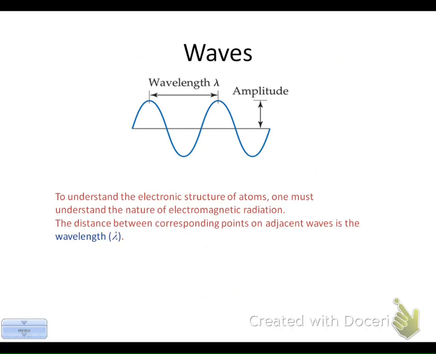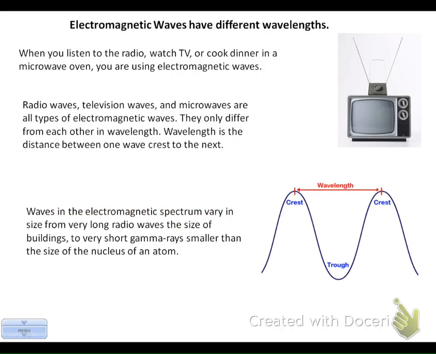Again, we're very concerned with the wavelength here. It's one of our three major properties of a wave. In the electromagnetic spectrum, waves vary from very long wavelengths to very short. So radio waves would have a long distance between two peaks, and a gamma ray would be extraordinarily short.